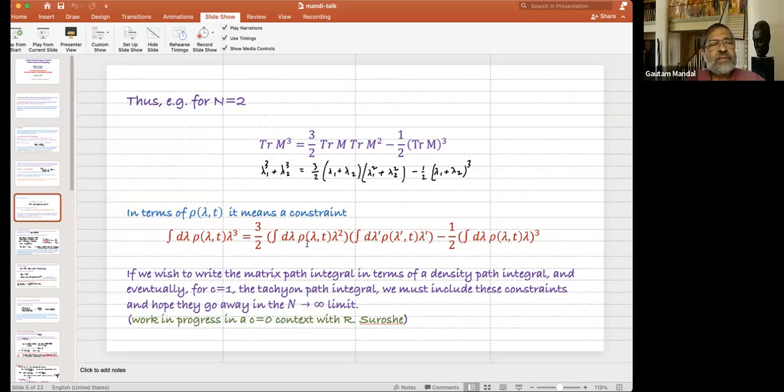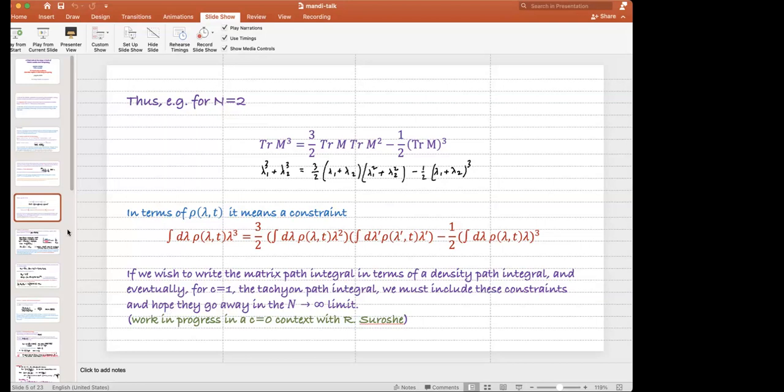Okay, so there's a context called a c equal to 0 matrix model where we deal directly only with the matrix integrals and not matrix quantum mechanics. There you can ask many of these questions somewhat more simply and exactly, and how these things go away in the n going to infinity limit are still not worked out in the literature. So that's something that we are working on.